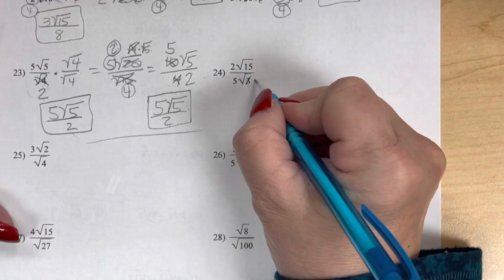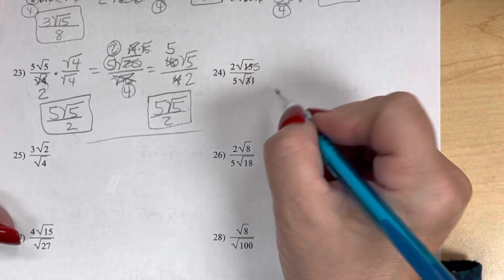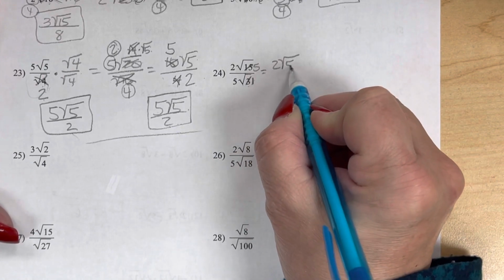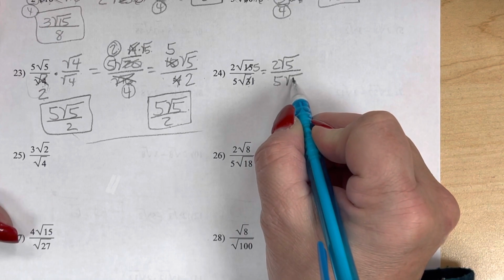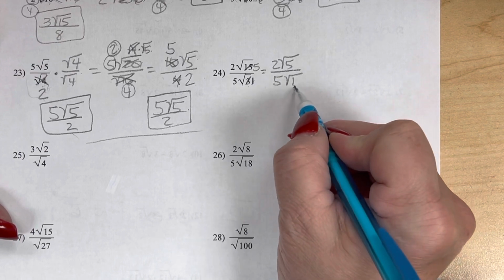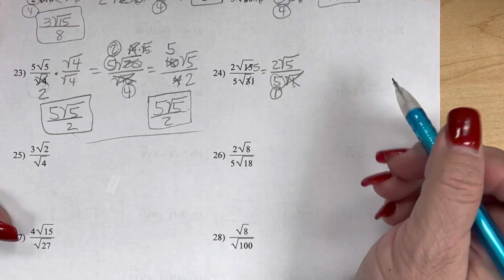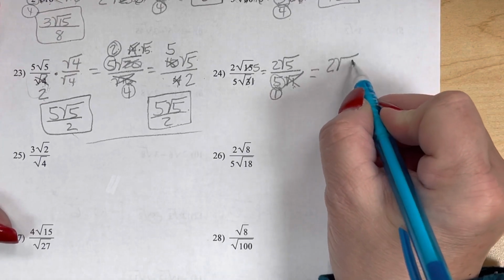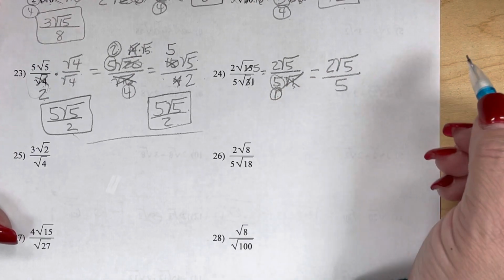3 divided by 3 is 1. 15 divided by 3 is 5, okay? So ultimately, you have 2 square root 5 over 5 square root 1. You can't have square root 1 because 1 times 1 is 1. So technically, 1 comes out, okay? So that makes your final answer 2 square root 5 over 5 times 1 is 5.